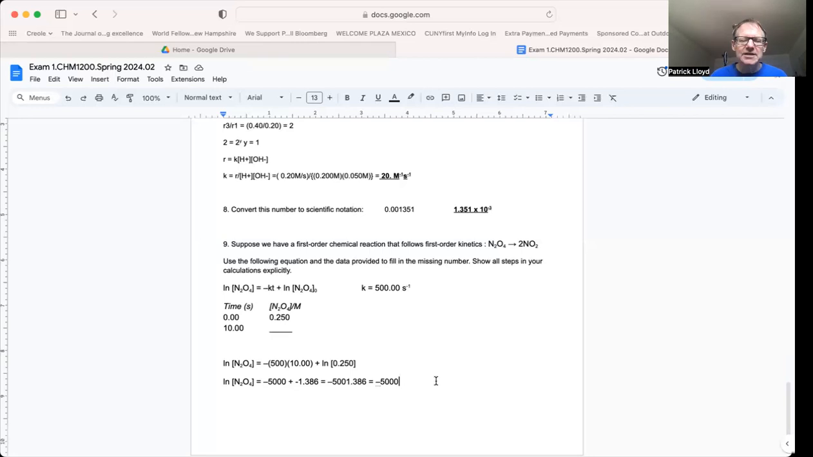So now to get the concentration of N2O4, we have to do the anti-log. We have to get rid of the ln. So I'm going to come over here. It's going to be e raised to this number right here. That gets rid of the ln. And again, if you want to put negative 5,001.386, you can do that too. You're going to get essentially 0. You're going to get a 0, really, is what's going to happen. So e raised to that. Let me just put this up as an exponent.